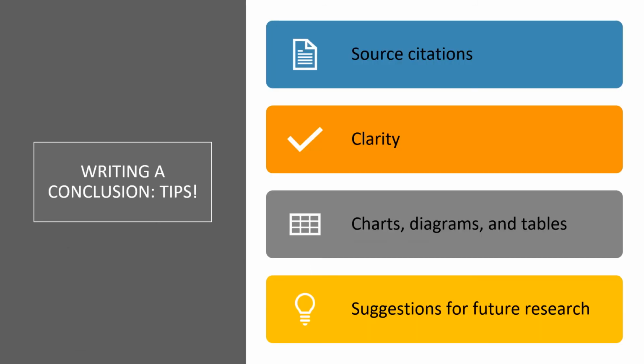So how do you go about writing a conclusion? Well, here are some tips. Use a source citation to back up each statement that's not commonly known, and be extremely clear when writing about DNA results. They are difficult to explain, and you will need to use some visuals, such as a chart, diagrams, tables, and a single project may or may not get the hoped for results. Always include future research ideas for yourself or for a client.